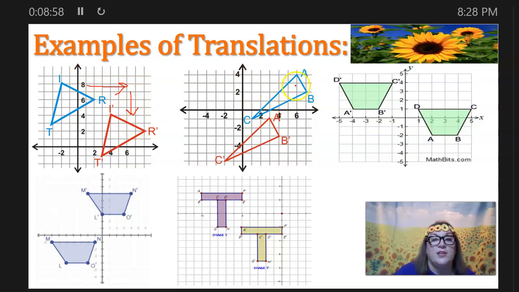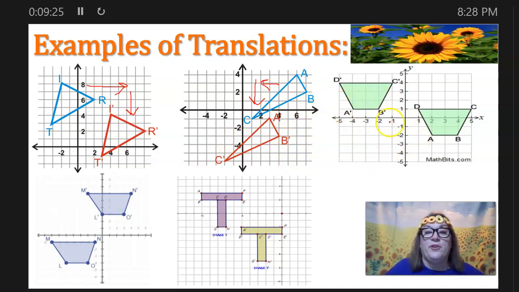Same with the second triangle. We have triangle ABC here, and then A prime, B prime, and C prime. It looks like this triangle just went to the left a little bit and then went down a little bit. So notice the A and B are still in the same location or orientation, but it has just been moved. The C is still on the bottom, the AB is still on the right in both figures.